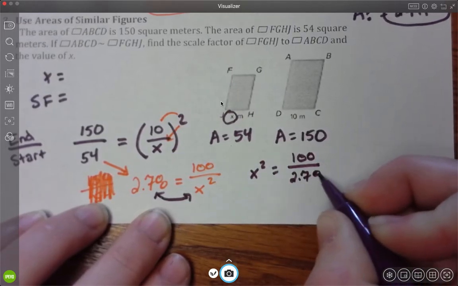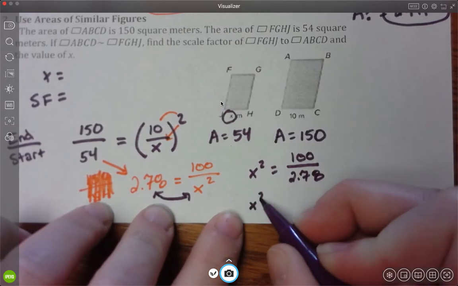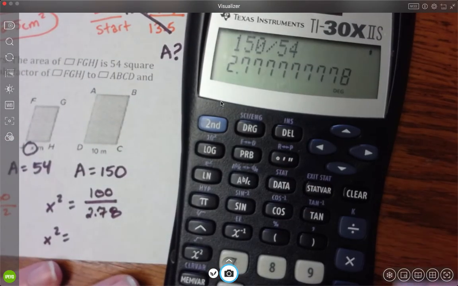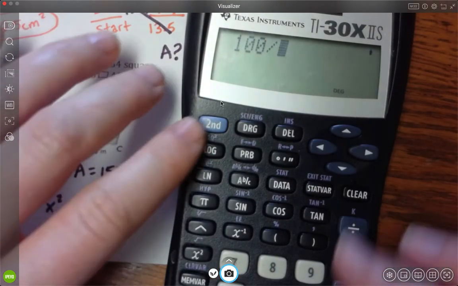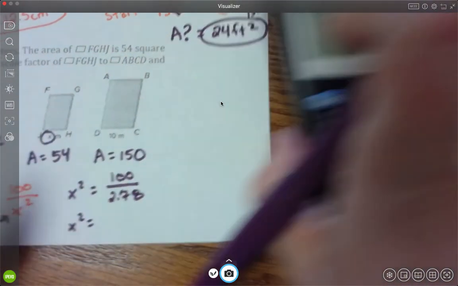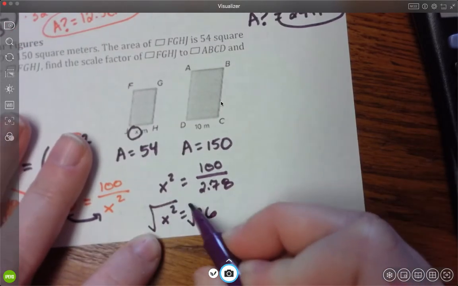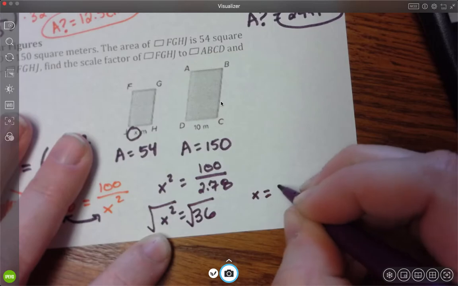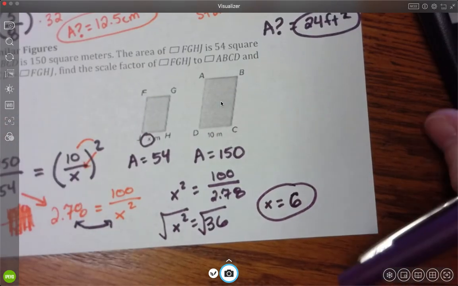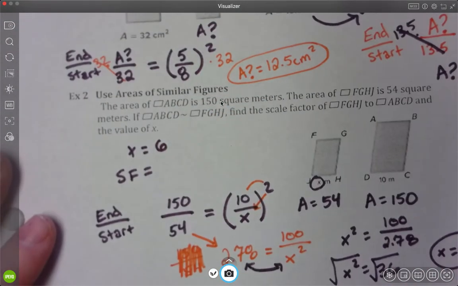Then I would figure out what that is. So 100 divided by this number in my calculator already, 100 divided by that answer is 36. Oh, that's really nice. And then I would take the square root. So x is going to be the square root of 36, which is just 6. So x is 6, and that is 6 meters.